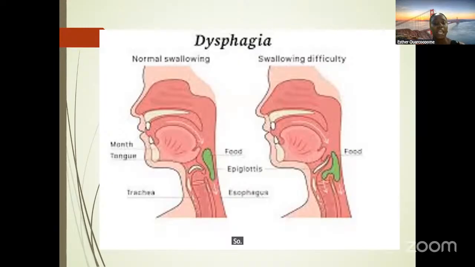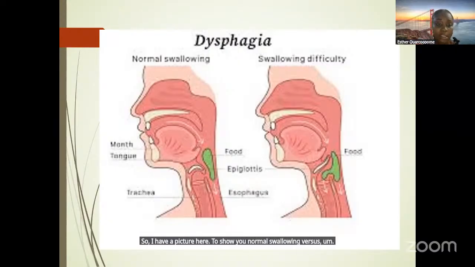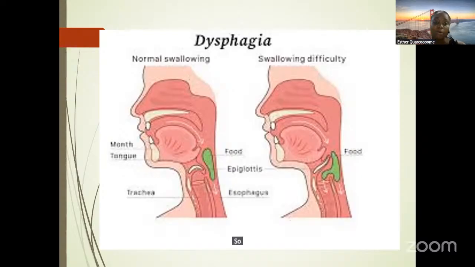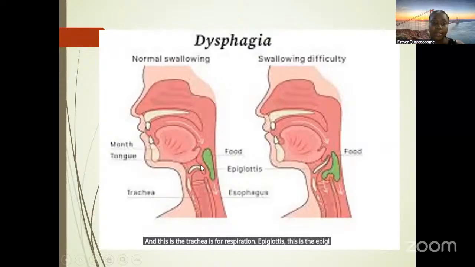So I have a picture here to show you normal swallowing versus some swallowing difficulties. So we have the mouth, and this structure here is the tongue, and this is the trachea, this is for respiration. This is the epiglottis, which is closing the trachea. And our esophagus, we saw in the other video.